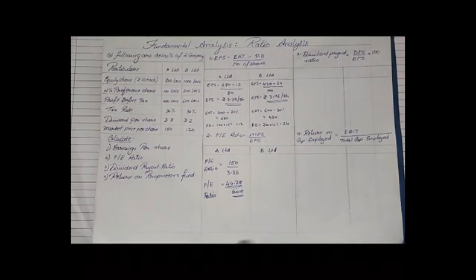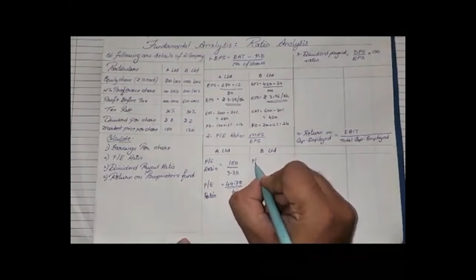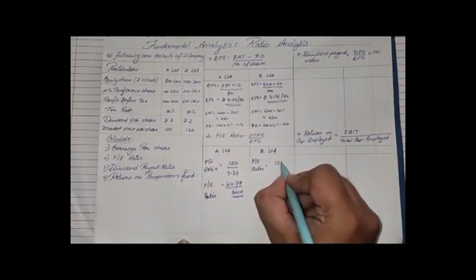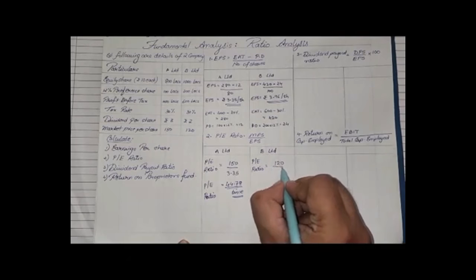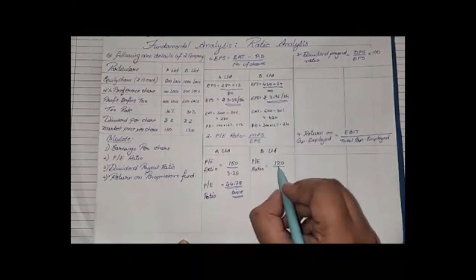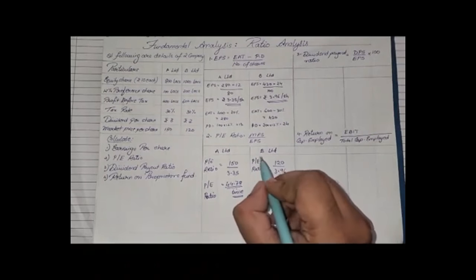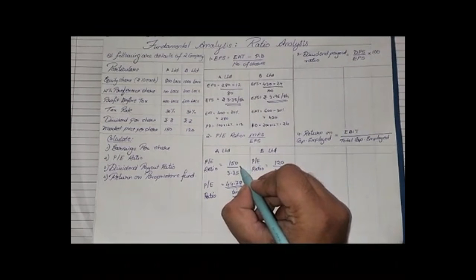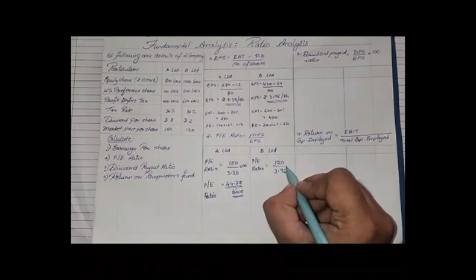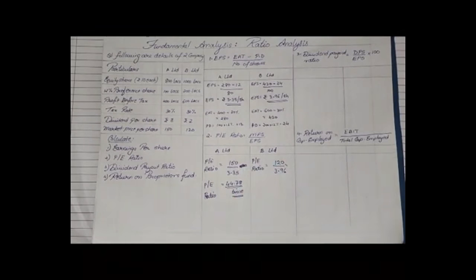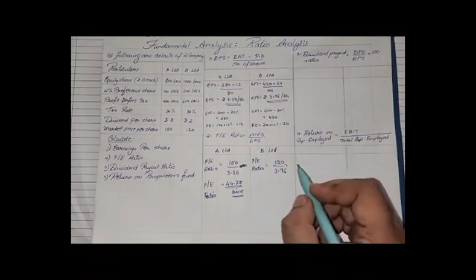44.78 times. Similarly for B, again the PE ratio is equal to market price of the share, which was 120, divided by the EPS of B Limited, which was 3.96. One more thing which we missed out here was whether this whole thing is into 100. No, this is not 100. It's just as it is, because we already got it in times. If it is in percentage, it will be in percent form then.